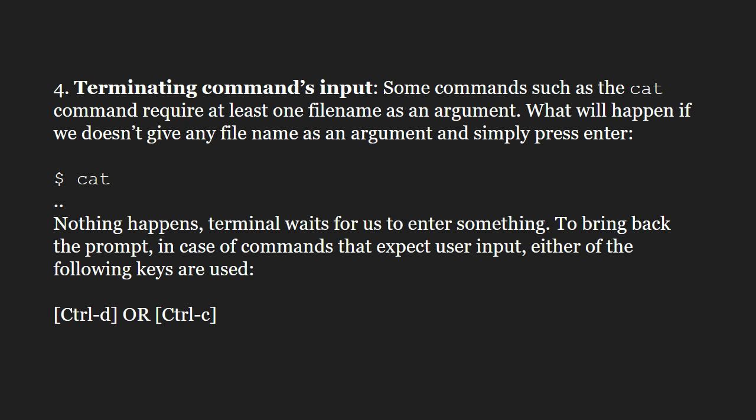There are certain commands in Linux which require at least one argument. One such example is the cat command, which requires a file name as an argument. Let's suppose that you type cat and forget to write the file name and press enter. Now, to bring back the prompt, we can either use Ctrl+D or Ctrl+C.